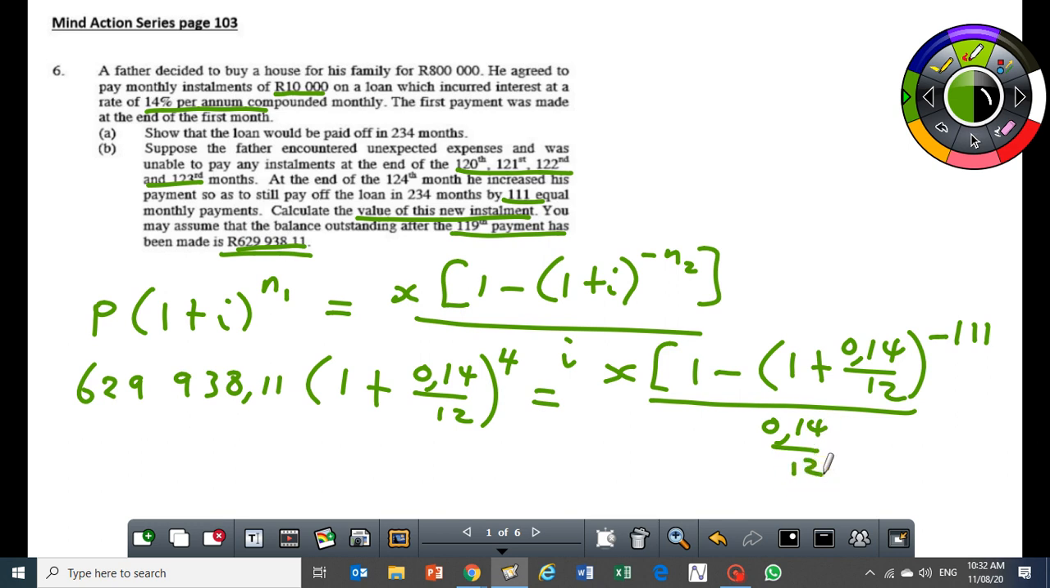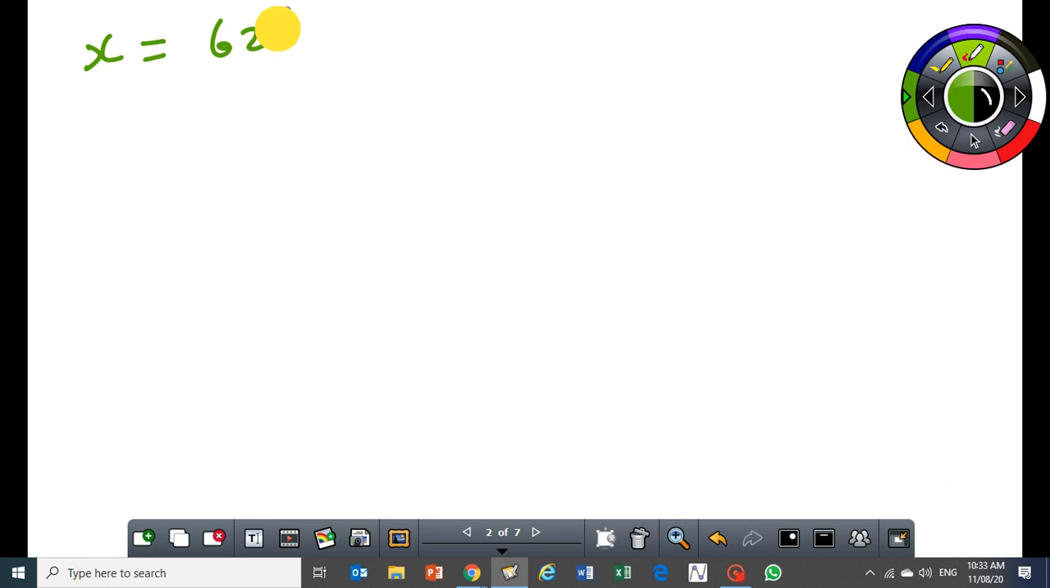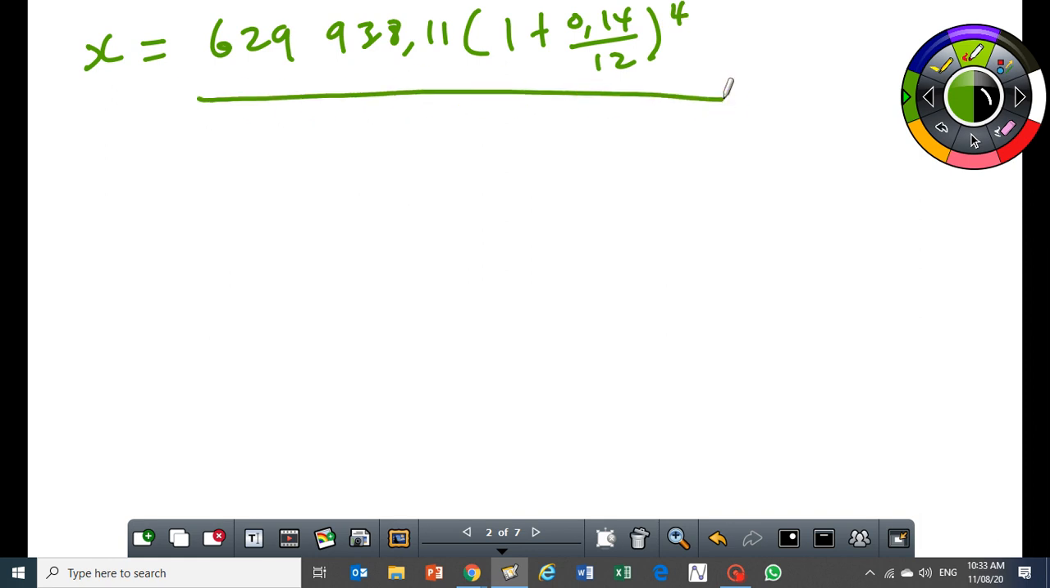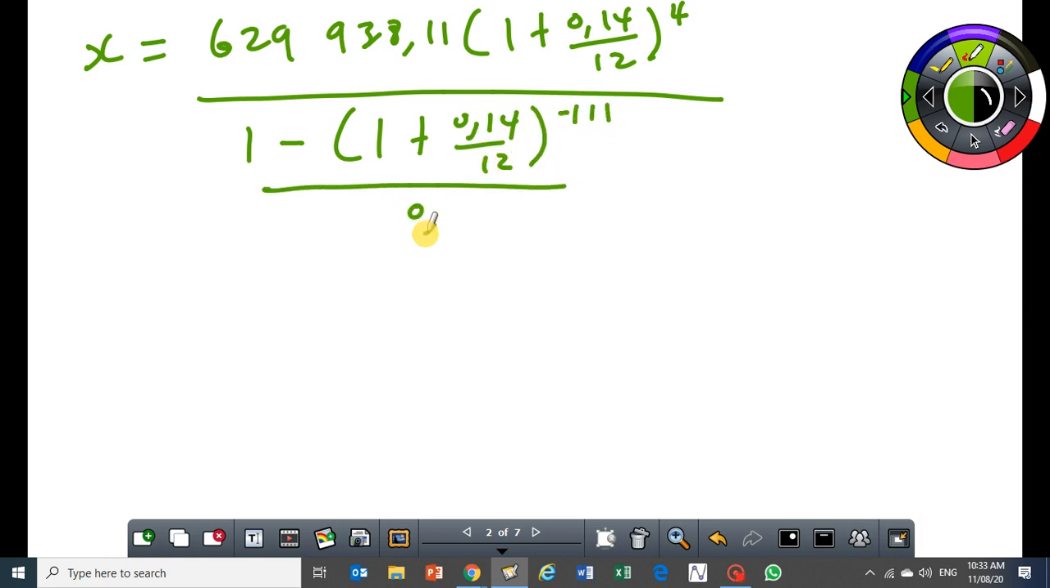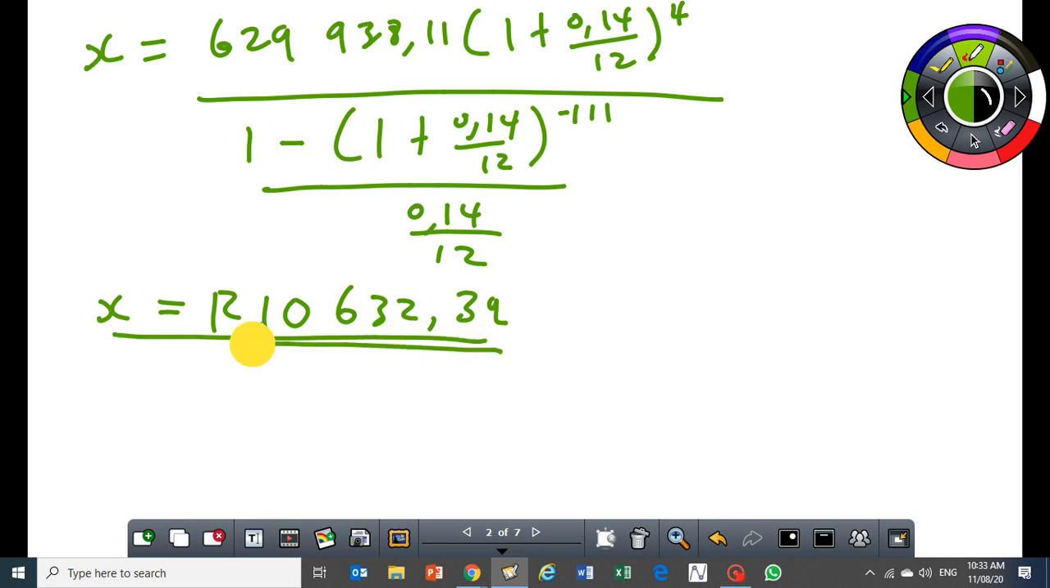If we simplify this, you must get X equal to 629,938.11 times (1 plus 0.14 over 12) raised to the power of 4, and all that must be divided by (1 minus (1 plus 0.14 over 12) raised to the power of minus 111), all over 0.14 over 12. If you simplify, you get 10,632 rand 39 cents. So that's the question. That's where we were supposed to finish last time.